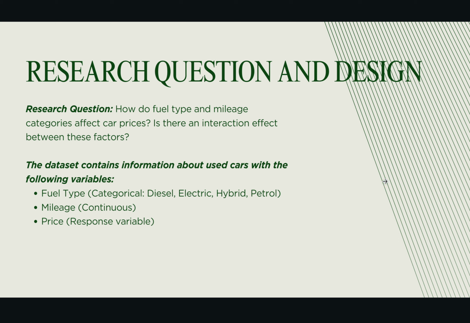So going into the research question and design, my research question was how do fuel type and mileage categories affect car prices, and whether or not there's an interaction effect between these two factors. Overall, the dataset contained information about used cars with the following variables. So it was whether or not fuel type or mileage would affect the price. So depending on if the fuel type was diesel, electric, hybrid, or petrol, and how high or low the mileage was, how those two would interact to affect the overall price of this used car.